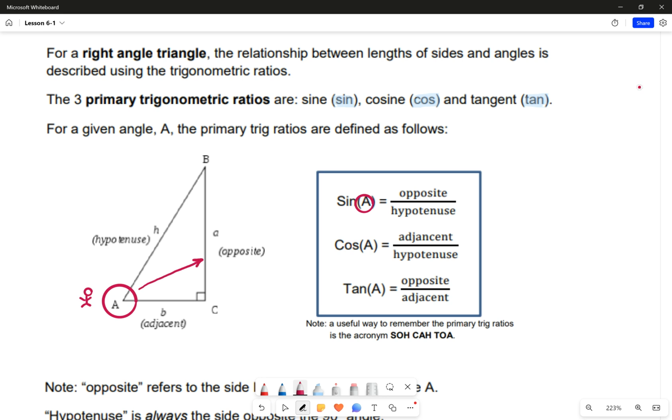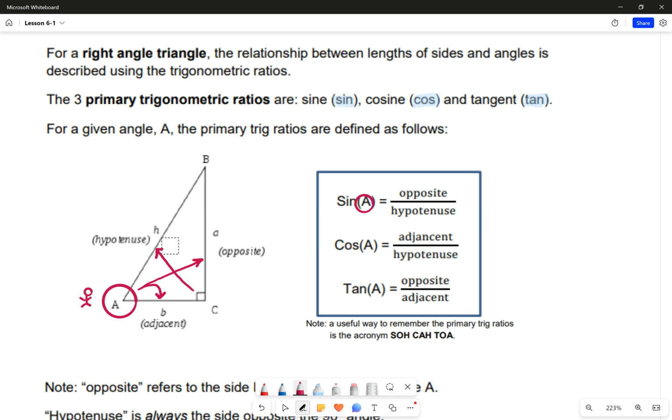Your adjacent side would be the side right next to you, and your hypotenuse is always going to be the longest side, and notice that it is always directly across from the 90-degree angle. Okay, so you always have three sides, and those three sides are going to be considered either the opposite, adjacent, or hypotenuse based from where you are standing.